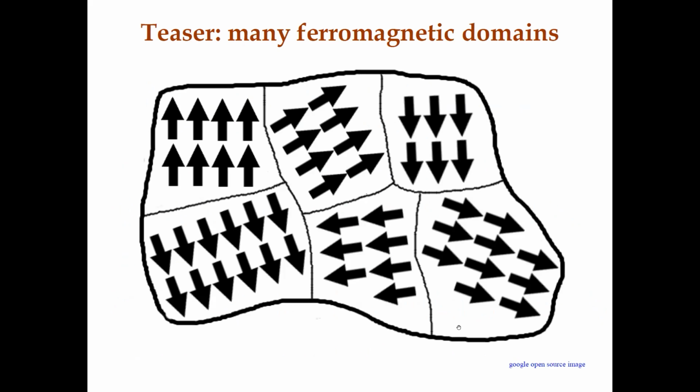Okay, so there is a teaser for you. I would like at least one of you to give an answer to my following question. When you look at the ferromagnetic domains of a piece of ferromagnet, you see all the domains have different directions of ferromagnetic alignment. And why is that the case?